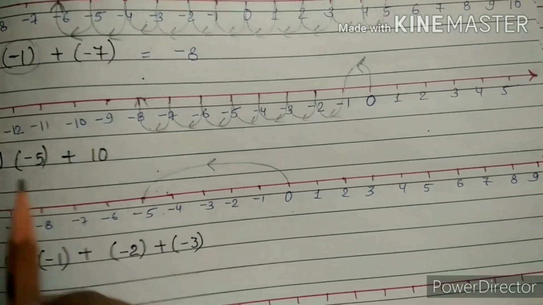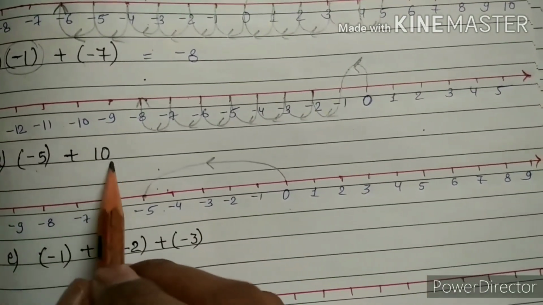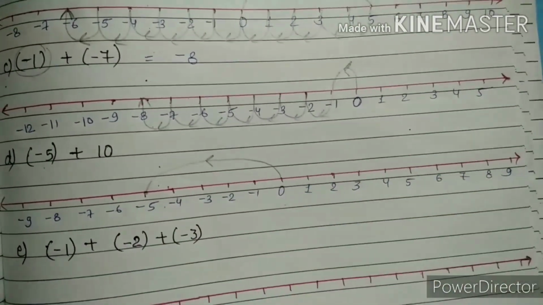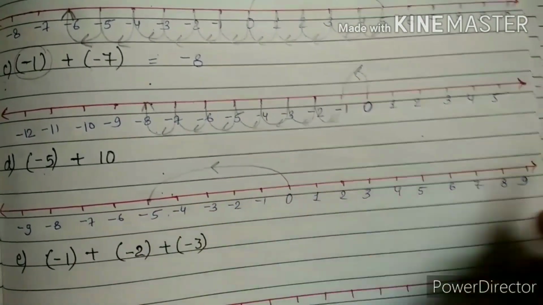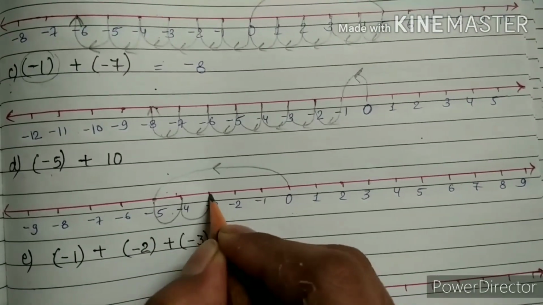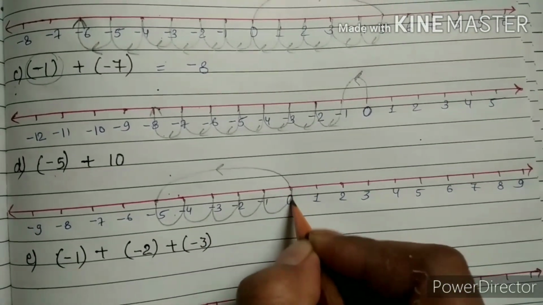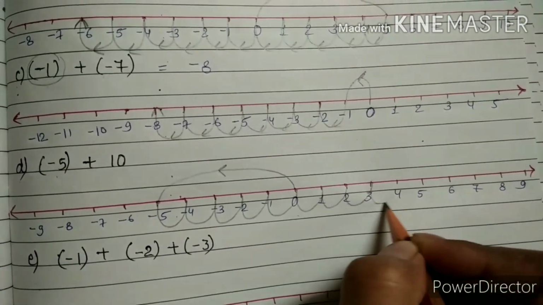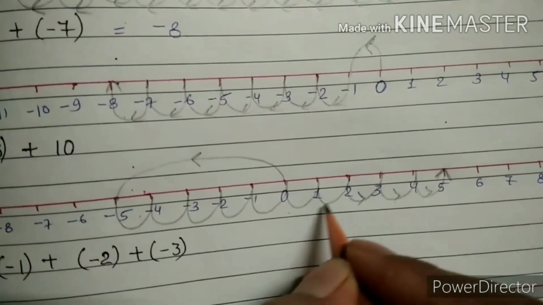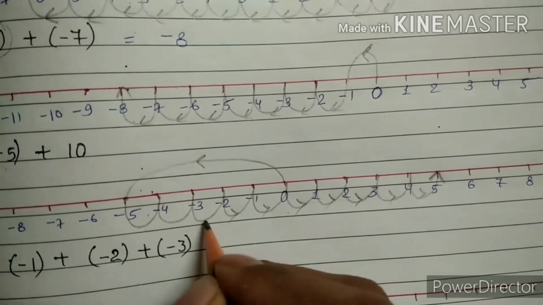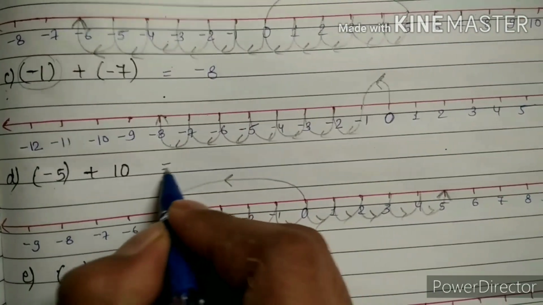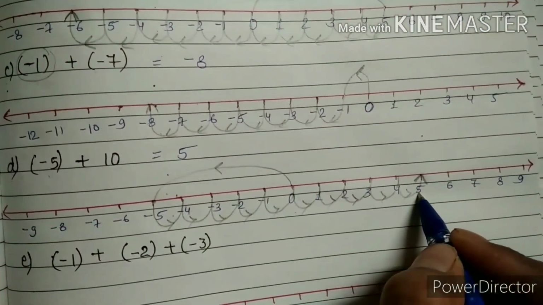Now to negative 5 we have to add 10. The addition symbol is there. It means we have to go on the right side. Have you seen the right side? Yeah, this is the right hand side. So we have to take 10 steps. So let's see. 1, 2, 3, 4, 5, 6, 7, 8, 9 and 10. Which number do we reach? We reach 5. Okay, we reach 5 and we go on the right side. That's why here I am putting a right sided arrow. So here is the answer of D, that is positive 5.